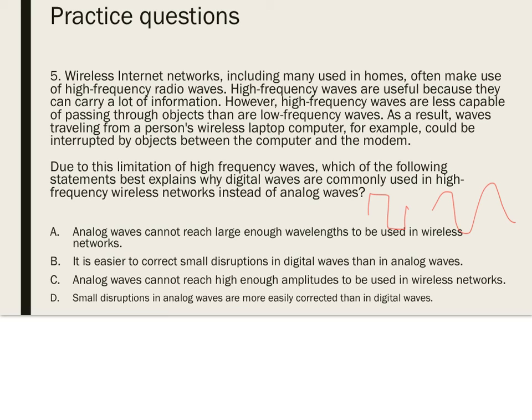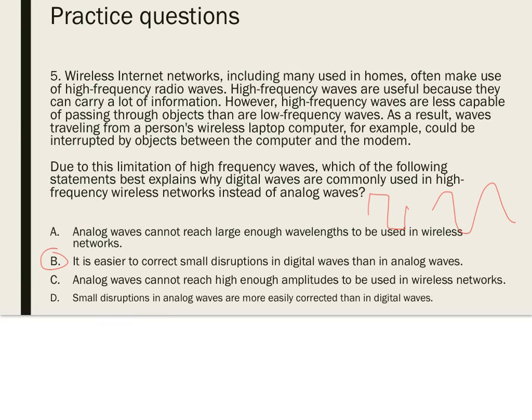All right, so in general, it is easier to correct small disruptions in digital waves than in analog waves. So it looks like B. Digital waves are these square waves, remember? While analog waves are all other forms of waves, and they can be these smooth-looking waves. So many square waves can be used to mimic an analog wave.